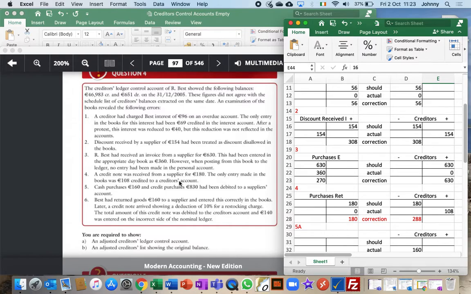The only entry made was 108 credit to the creditors account. So I put 108 on the credit side of the creditors account. And I did nothing else. So to fix the purchases, I just put the thing I should have done in the first place. For creditors, I'll have 108 on the debit side to cancel the thing I did wrong. And then I need to put 180 to do the thing I should have done in the first place. So that's where 288 comes from.